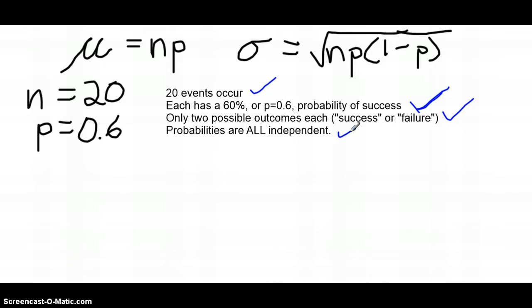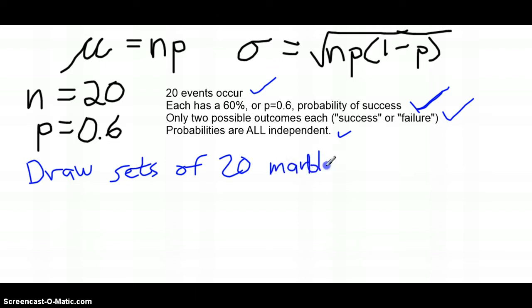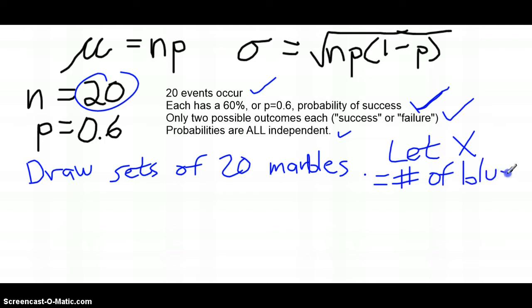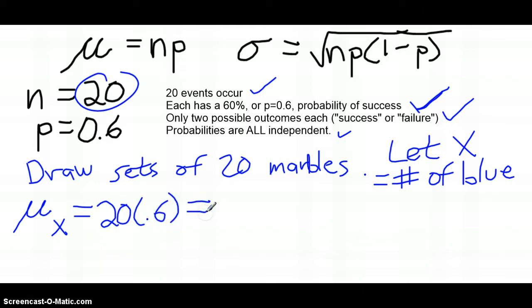Before we go further, if I continue to draw sets of 20 marbles, that's the 20 we have up here, and let X, a random variable, be the number of blue, I want to find the mean and the standard deviation of X. With 20 draws, 20 experiments, times 0.6 probability of being blue, I would expect 12 out of every 20 marbles to be blue, and the other 8 to be red.